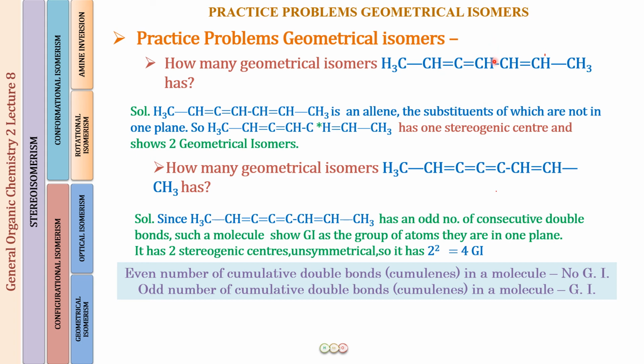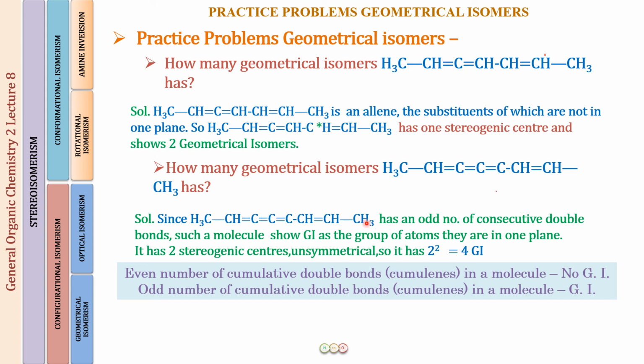If we have the next one, it is going to be in the xy plane, and in the next one it will be again in the yz plane. So the two ends in an even number of cumulative double bonds will be in different planes, so no geometrical isomerism. And when we have an odd number of cumulative double bonds, it will be showing geometrical isomerism, and it will be behaving as one stereo center.